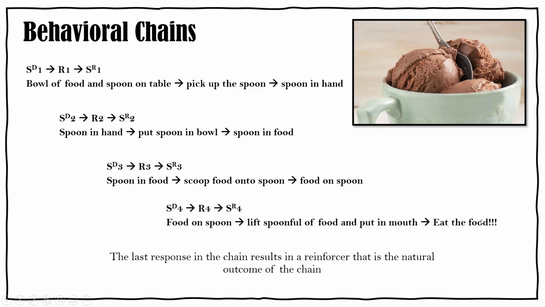Typically when you do these behavior chains, the last response in the chain results in a reinforcer that is the natural outcome of the chain. So the natural outcome of eating your ice cream is actually eating the ice cream. And so that last step results in that natural reinforcer.